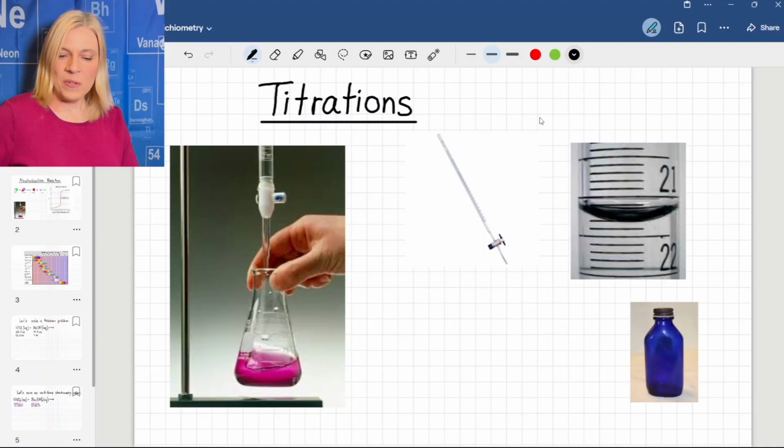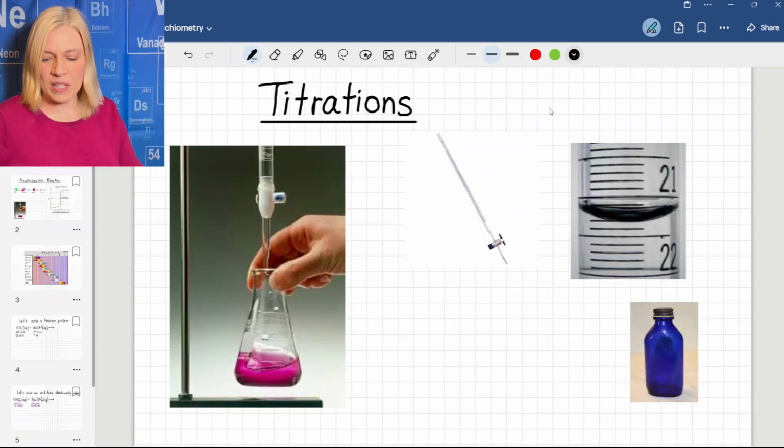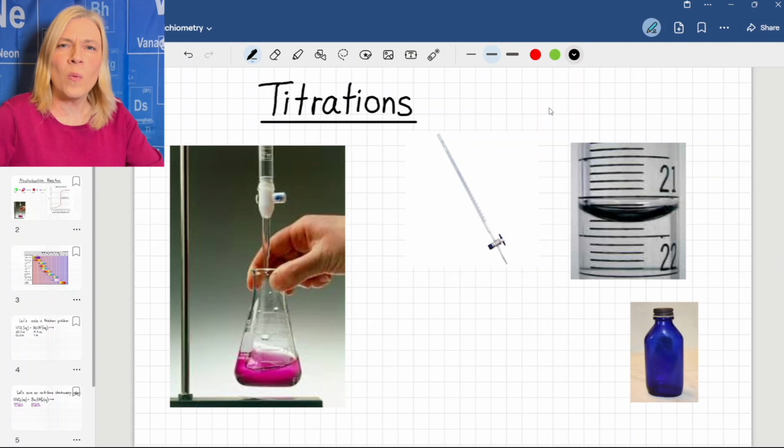Hello, are you ready to learn about titrations? I am. Let's go to my screen. So, here we have some pictures about titrations, but we want to learn why. Why would we do a titration?